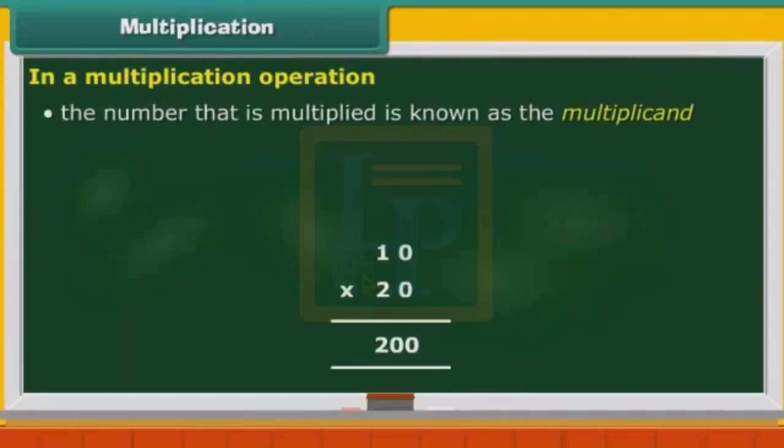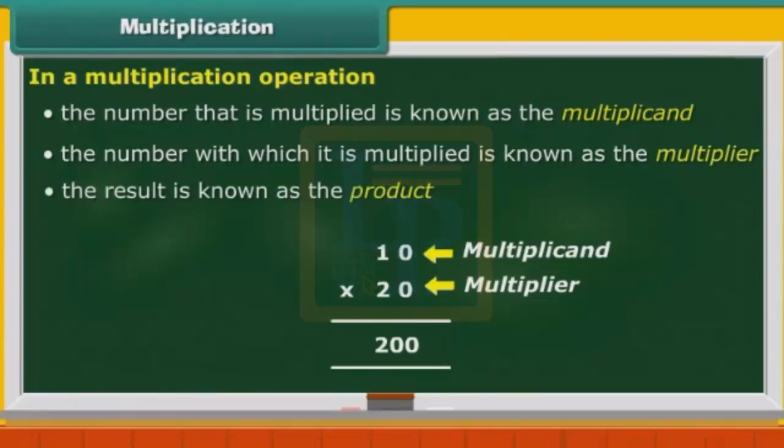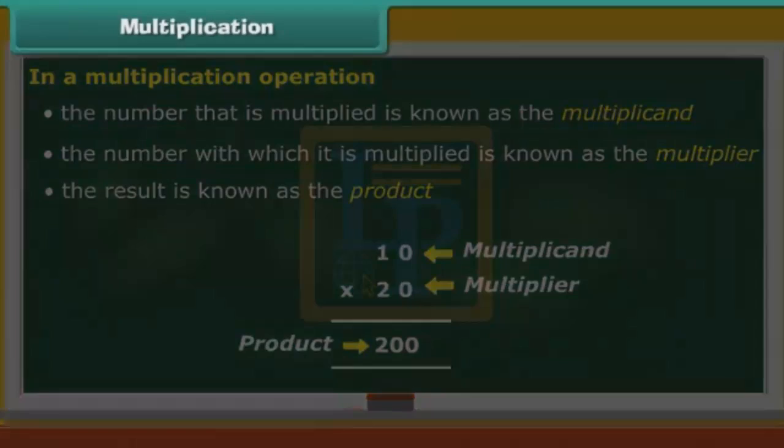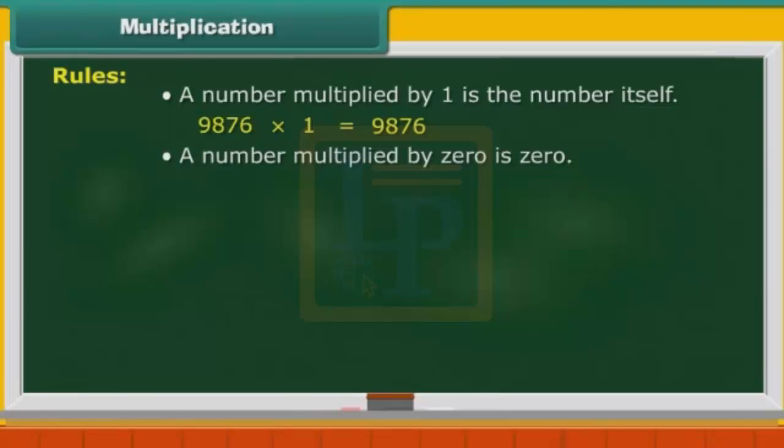Multiplication. In a multiplication operation, the number that is multiplied is known as the multiplicand. The number with which it is multiplied is known as the multiplier, and the result is known as the product. Let us look at some rules of multiplication. A number multiplied by 1 is the number itself. 9876 multiplied by 1 is equal to 9876. A number multiplied by 0 is 0. 5679 multiplied by 0 is equal to 0.